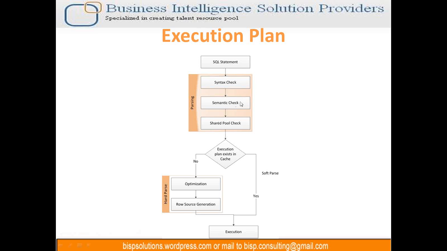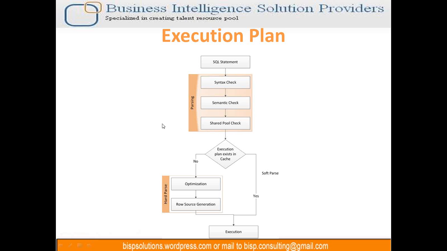The shared pool check: whatever query we have received will be converted into the language which is understood by the server, that is machine language. Whether that already exists will be checked in the shared pool. If it is existing, we call that a soft parse. We say the execution plan exists in cache. If yes, it will directly go to execution and display the required output. If it is not existing, it will optimize, prepare a plan, and give us the output.